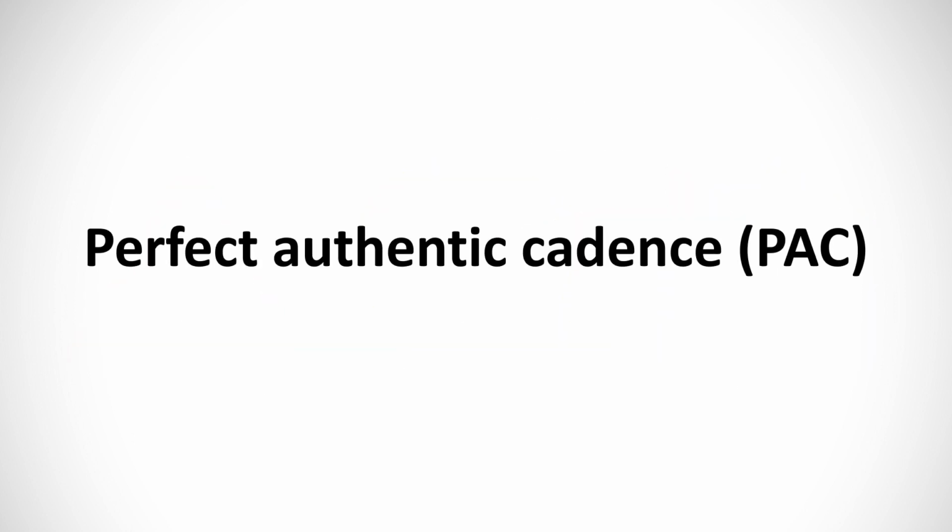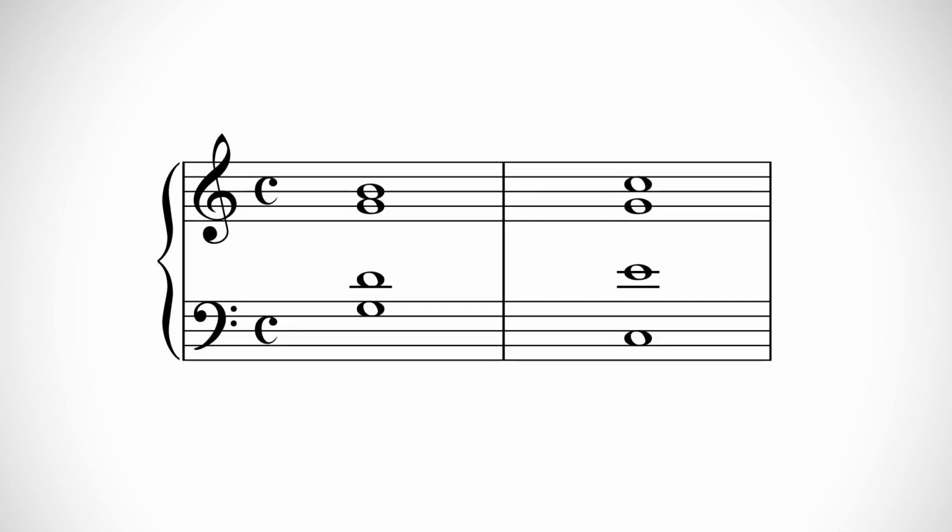Perfect authentic cadence, PAC. Here is what's called a perfect authentic cadence on its own in C major. The fact that the top note of the last chord is scale degree 1 and the fact that both the 5 and 1 are in root position is why we call it perfect. It's the most conclusive possible ending. Think of this one as a musical exclamation point.